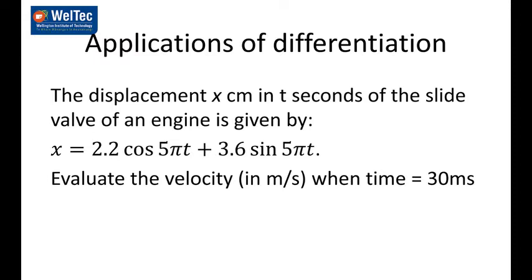Same sort of question again. It doesn't matter that this is a valve going up and down or a slide going up and down. It's still the same thing. You still have to find the velocity, and the velocity is equal to the derivative of your distance function. So the derivative is going to be 5 times 2.2, which is 11, but it'll be negative 11 sine 5 pi t plus 5 times 3.6 is 18 cos 5 pi t.